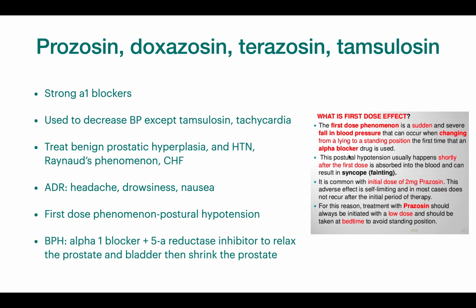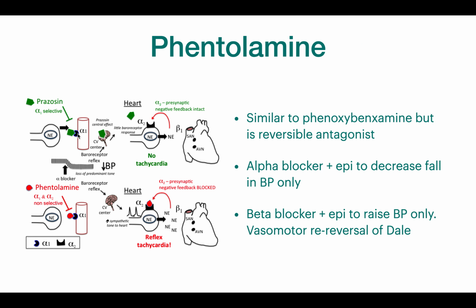The postural hypotension occurs because the dosage is self-limiting. It's not too bad, but it has to be initiated at a low dose. So let's go back a slide. So here, prazosin. It's going to be alpha-1 selective.